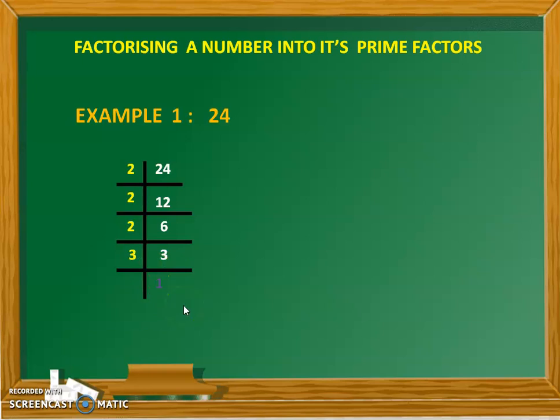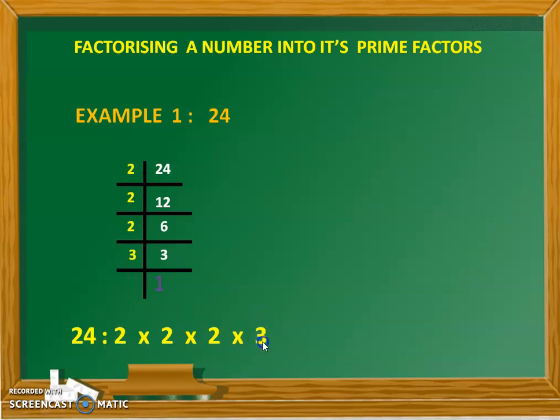So here, what are the prime factors we are getting? The prime factorization is the multiple of these numbers: 2 multiplied by 2 multiplied by 2 multiplied by 3. So factorization is nothing but the product of prime factors.